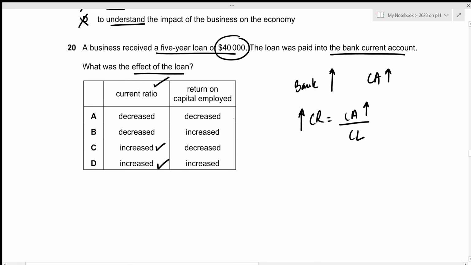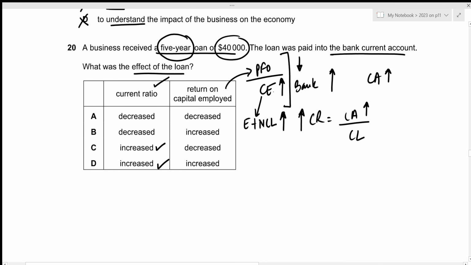Then we have our return on capital employed. So remember, the formula for return on capital employed is profit from operations divided by capital employed. So capital employed will include the equity as well as non-current liabilities, right? In this case, we're talking about a 5-year loan, which is a non-current liability. So our non-current liability is being increased, which means that our capital employed will increase. So the total return on capital employed will decrease because the denominator term is increasing in this case. So we're looking for decrease, which is given in A and C. So the correct one for both current ratio and the return on capital employed is given in option C. That will be our correct answer.